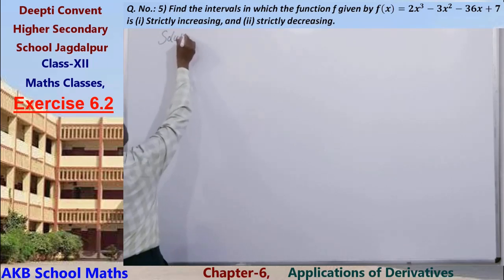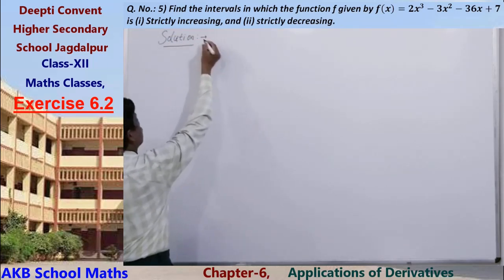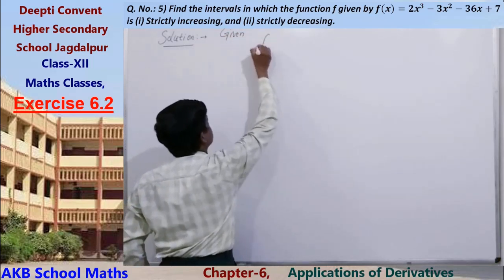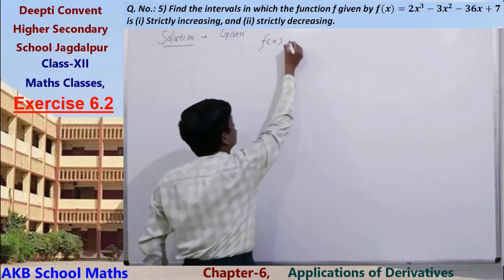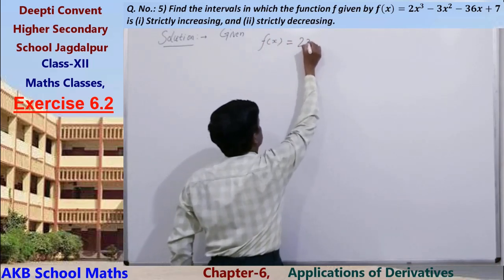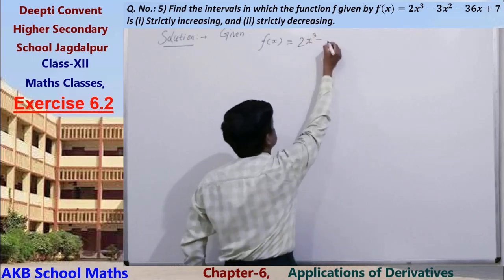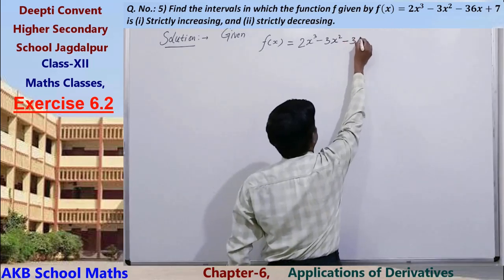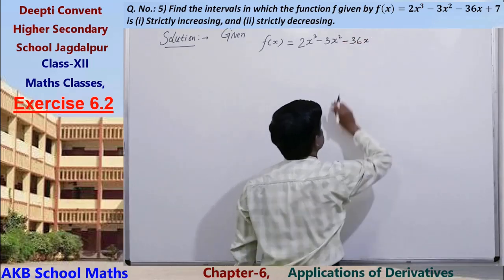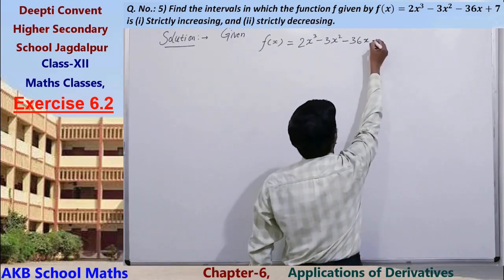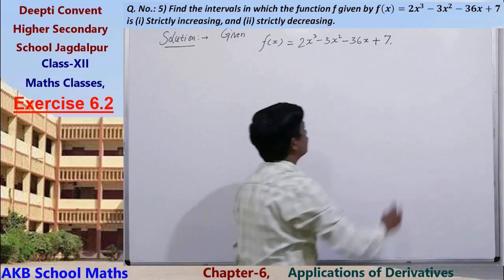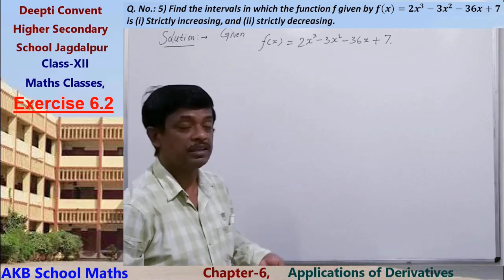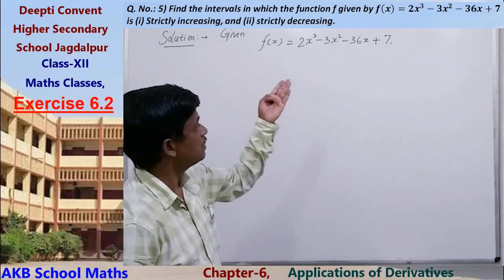Solution: our given function is f(x) equals 2x cube minus 3x square minus 36x plus 7. This is our given function. We have to find the interval in which this function is strictly increasing and decreasing.